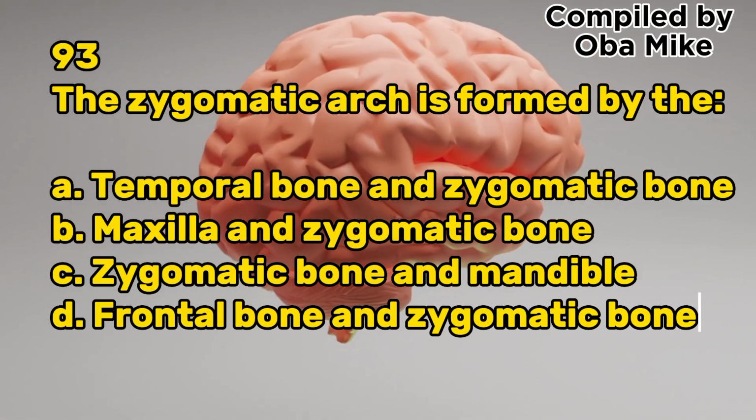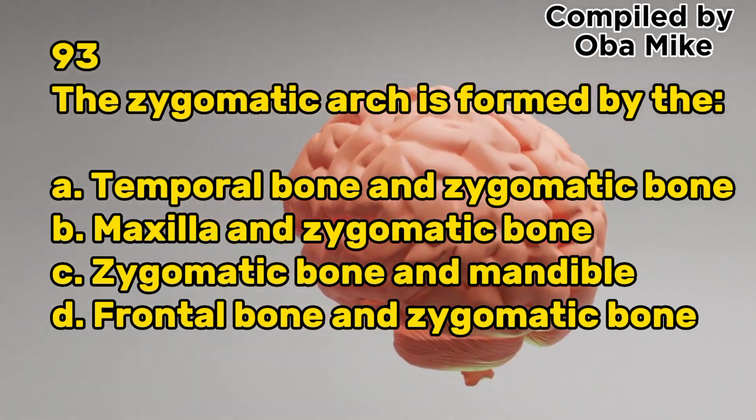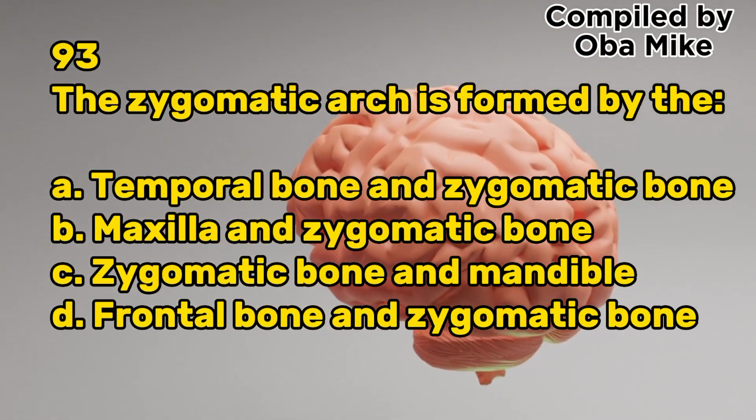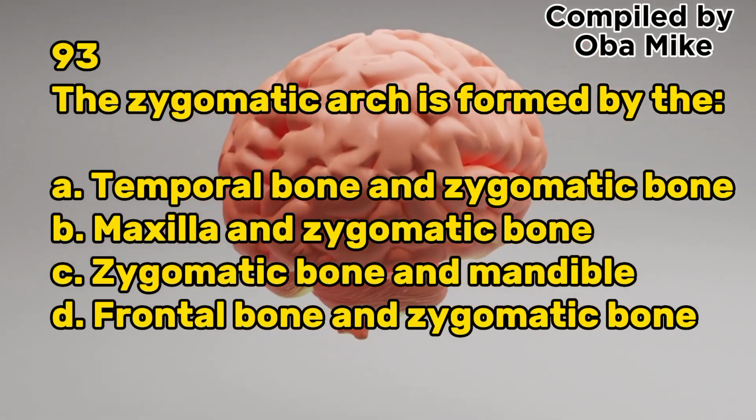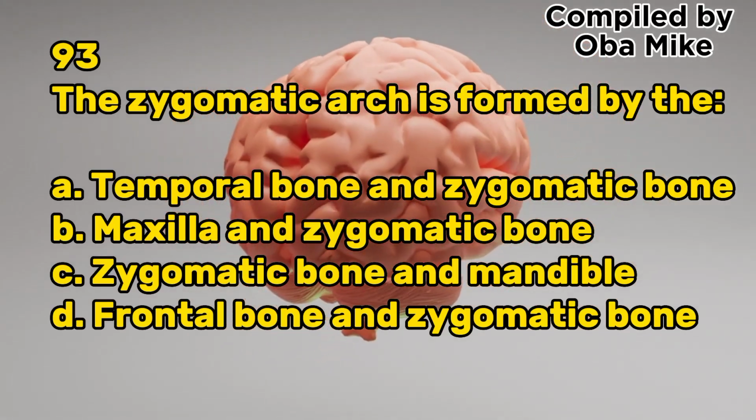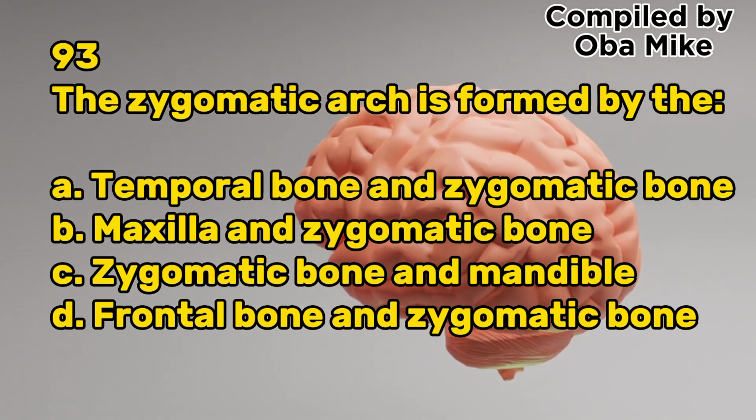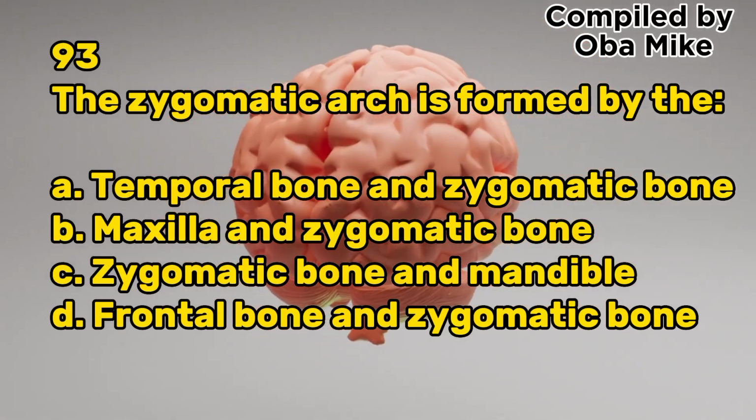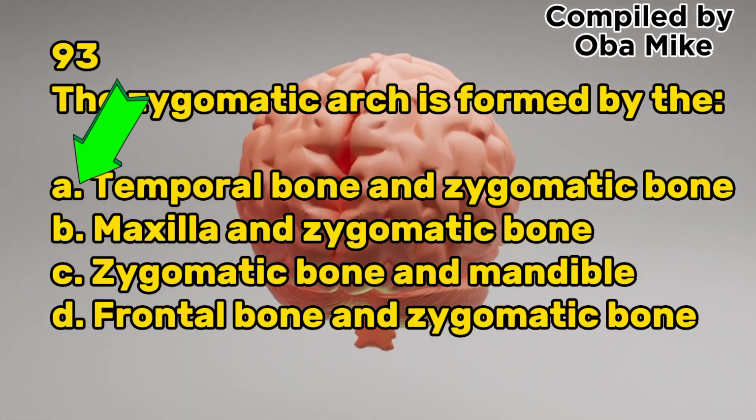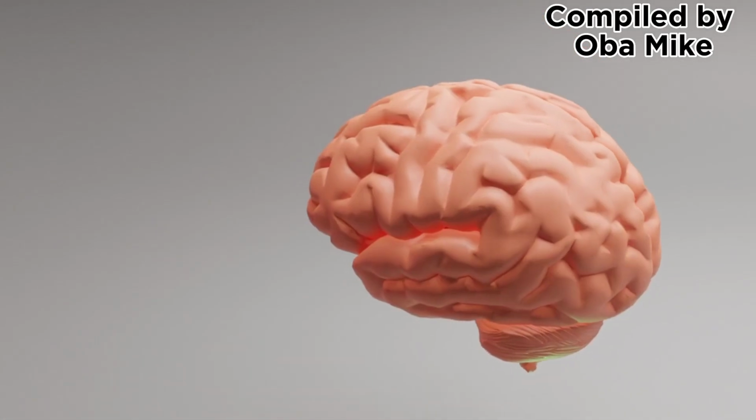93. The zygomatic arch is formed by the A. Temporal bone and zygomatic bone. B. Maxilla and zygomatic bone. C. Zygomatic bone and mandible. D. Frontal bone and zygomatic bone. The correct answer is A. Temporal bone and zygomatic bone.